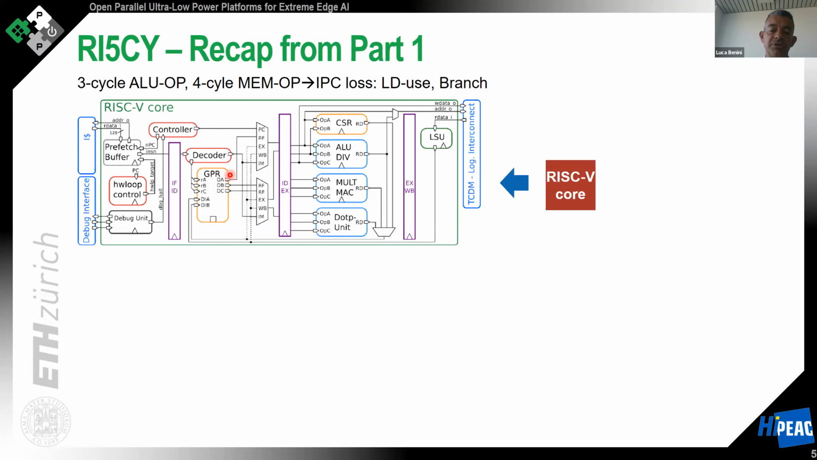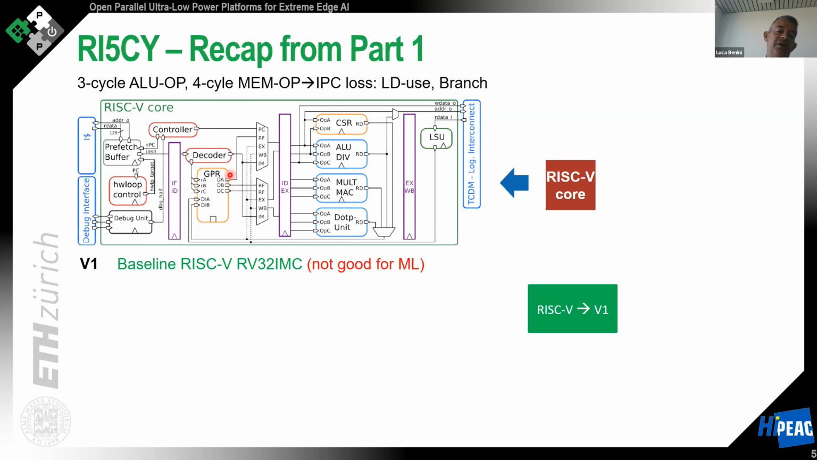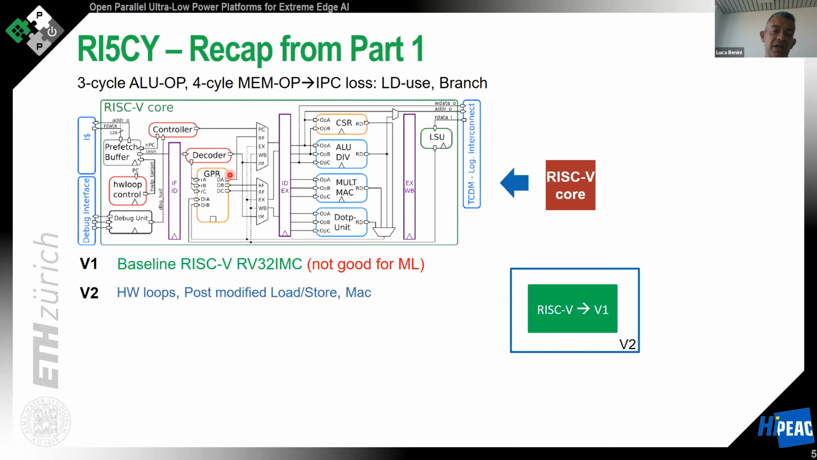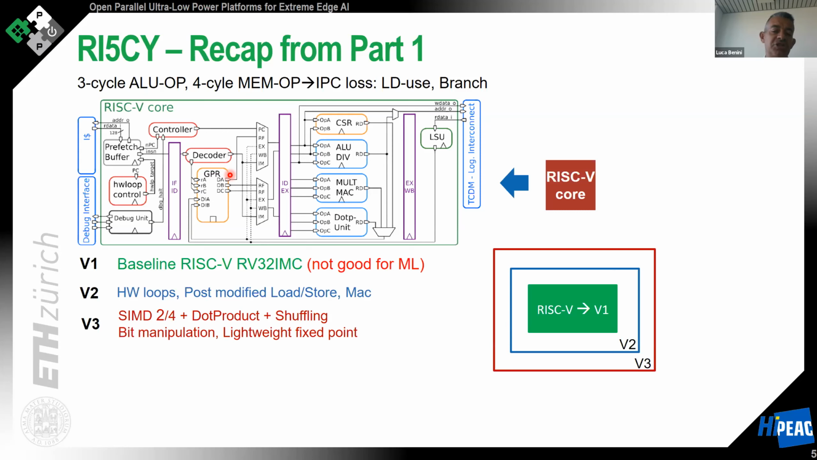So we start from our most efficient microcontroller for DSP, which is RISC-V, and as Frank showed in the previous lecture, we extended the baseline instruction set thanks to the flexibility of RISC-V and the openness of the ISA. We extended the microarchitecture and the instruction set to support things like hardware loops, post-modified load and store, multiply accumulate operations, as well as SIMD operations, dot product, shuffling, bit manipulation, lightweight fixed point. All these instruction extensions are needed to make the core more efficient and suitable for the type of DSP near edge computation we want to do.